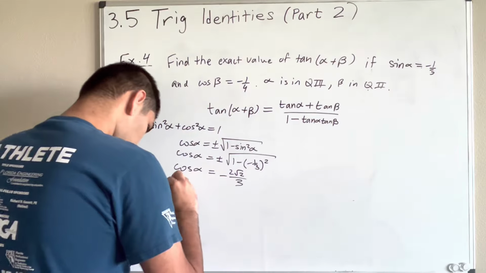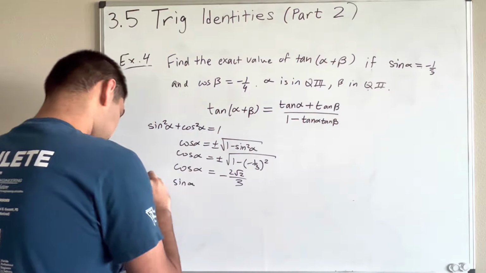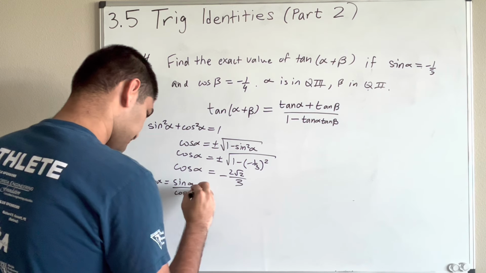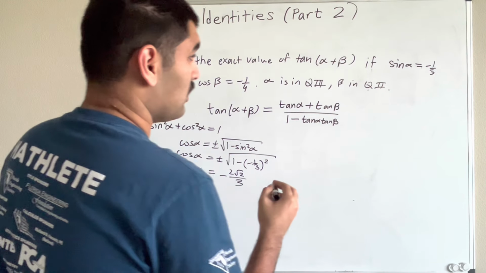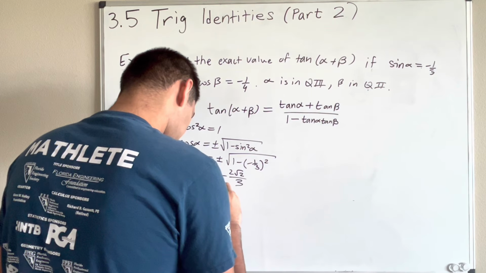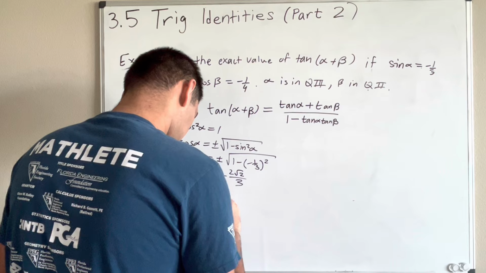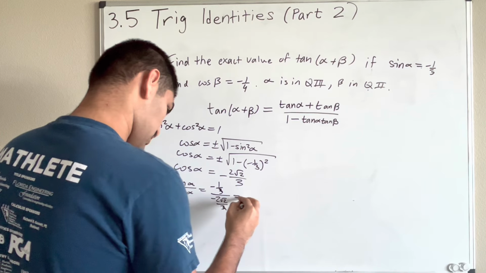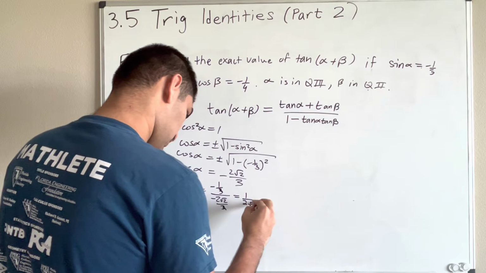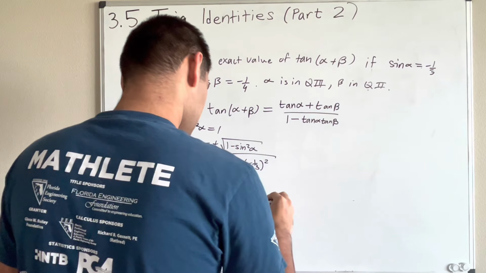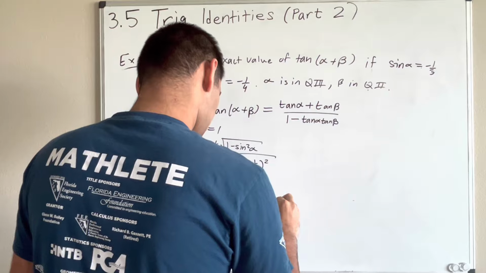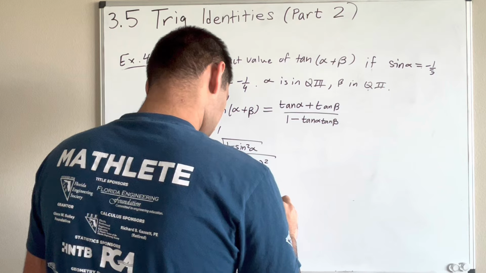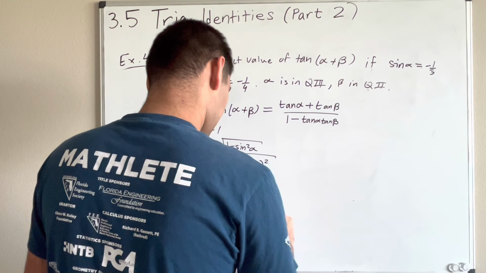So we could do sine. So we know that tangent alpha is equal to sine alpha over cosine alpha. And that's equal to negative 1/3 all over negative 2√2/3. So that cancels. So we're left with 1 over 2 square root of 2, which is equal to square root of 2 over 8, or 4, over 4.